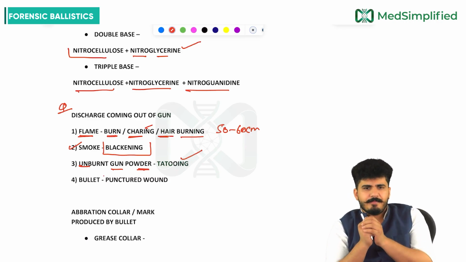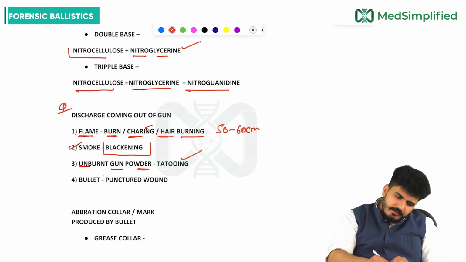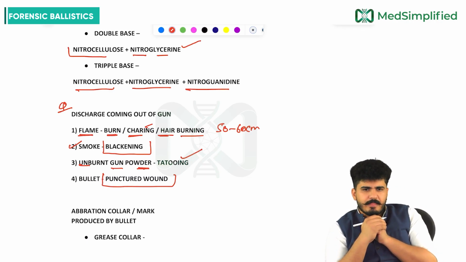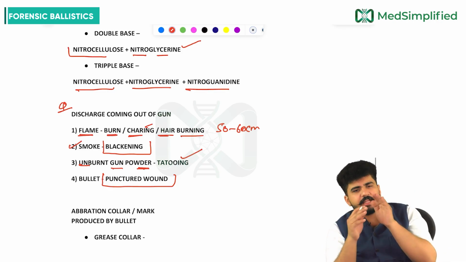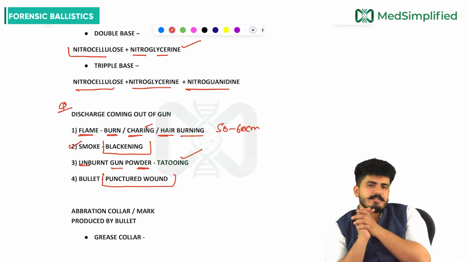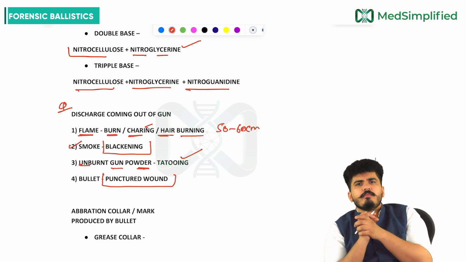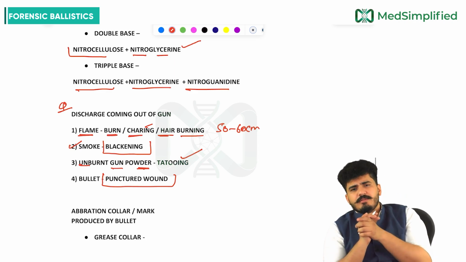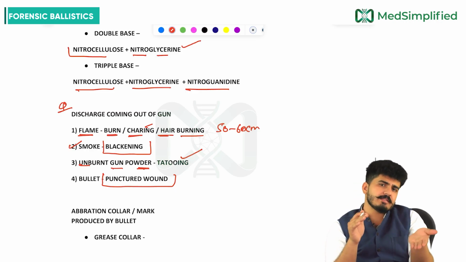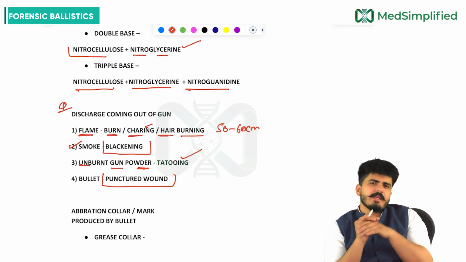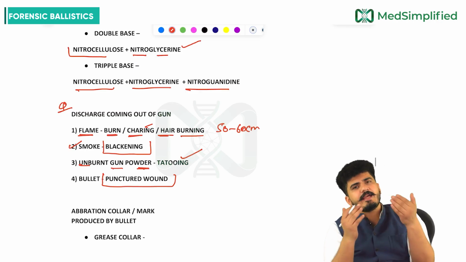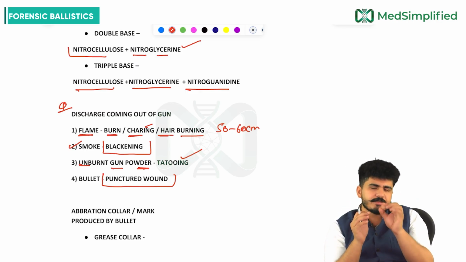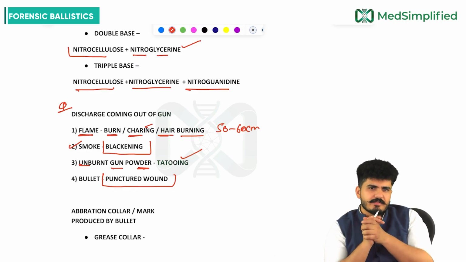Then the bullet will come and produce a punctured wound. And if the bullet goes inside, there will be an entry wound and an exit wound. The entry wound would be small, the exit wound would be large. If I compare this with a stab injury, in the stab injury the entry wound was large and the exit wound was small. But with the bullet, the entry wound is small and the exit wound is large, my dear friends.